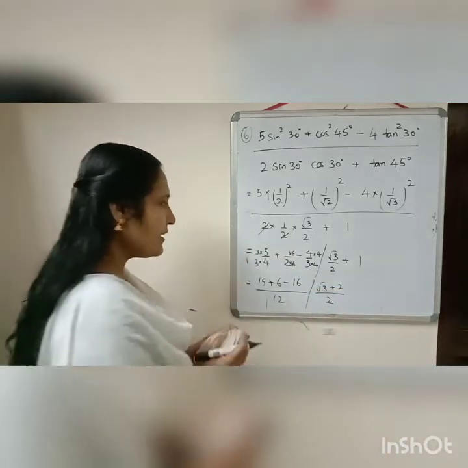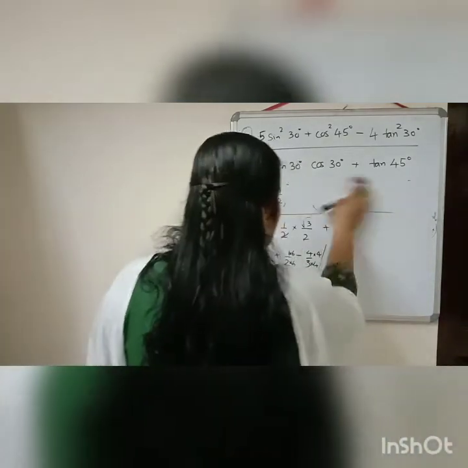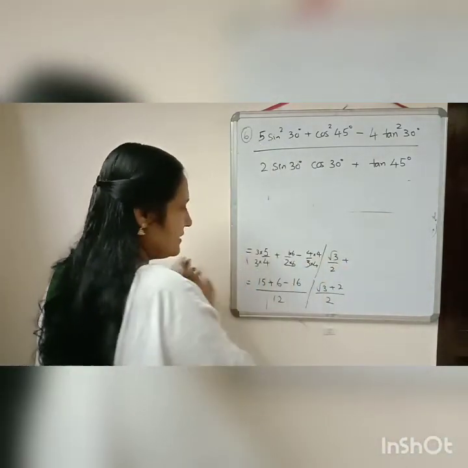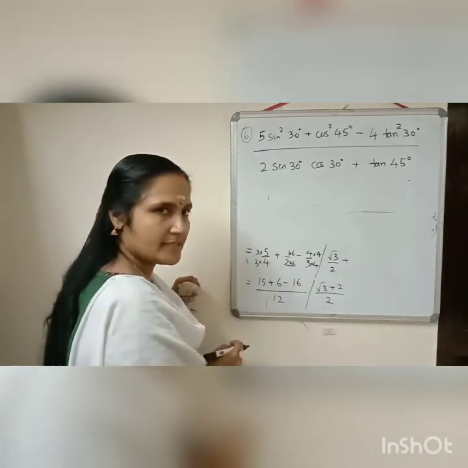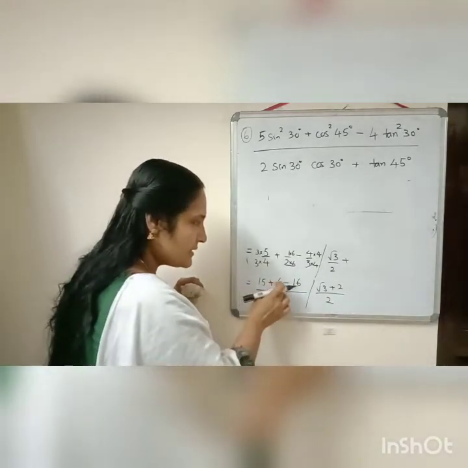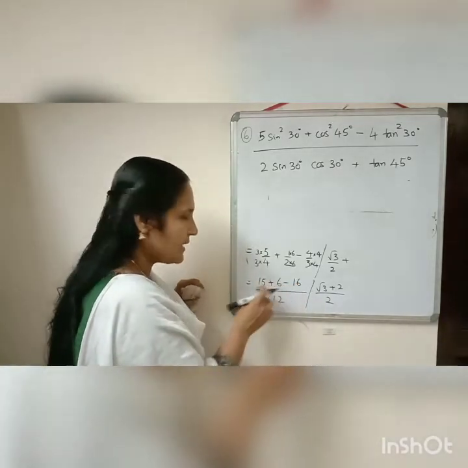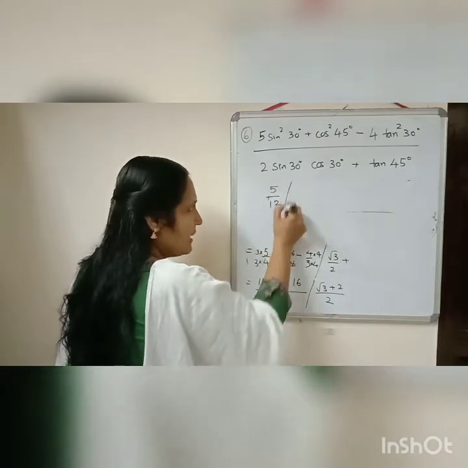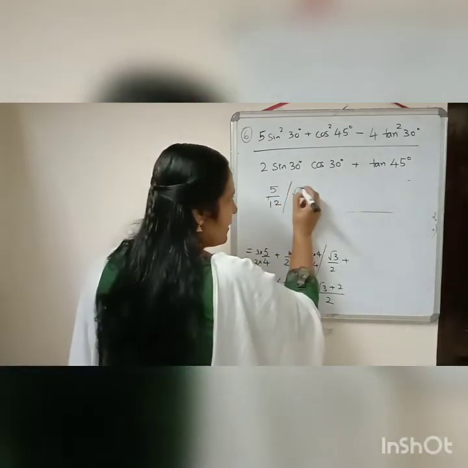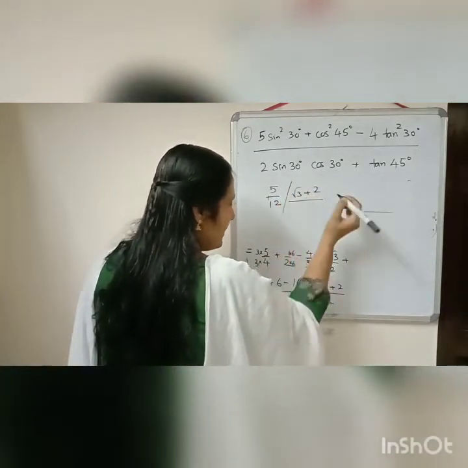Now we can simplify it. 15 plus 6 will be equal to 21. And 21 minus 16 is 5. Or 6 minus 16 is minus 10. So 15 minus 10 is 5. So we are getting here 5 by 12 divided by root 3 plus 2 by 2.